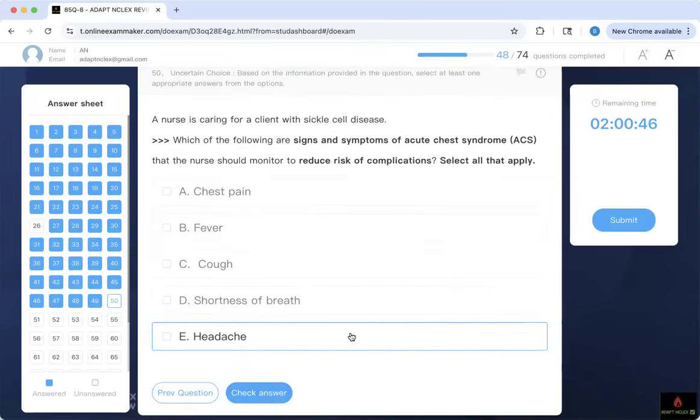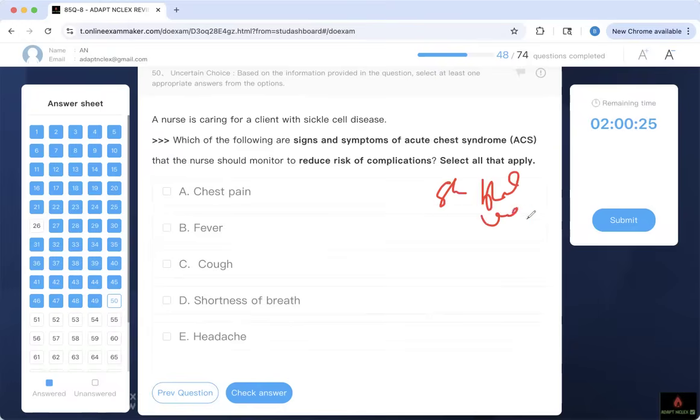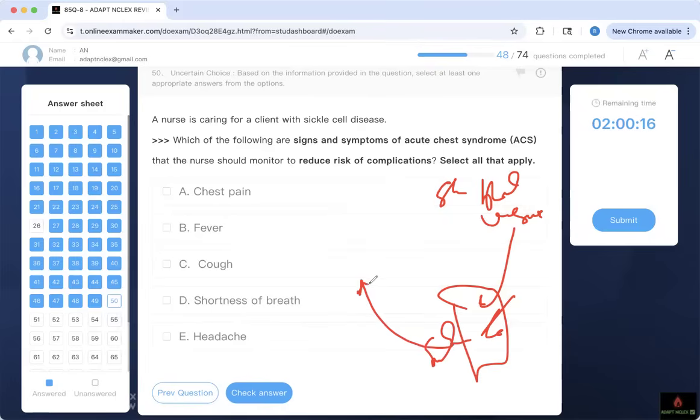And this is caring for a client with sickle cell. Which of the following are signs and symptoms of acute chest syndrome that the nurse should monitor to reduce risks of complications? Select all that apply. Sickle cell patient can have acute chest syndrome. Let me show you the pathophysiology. There's less blood flow, right? Due to vaso-occlusive disease. And then the bone, no blood going there. It becomes ischemic. Then when the bone dies, the fat globules embolize to their chest. And so they have mostly chest symptoms. This is acute chest syndrome.